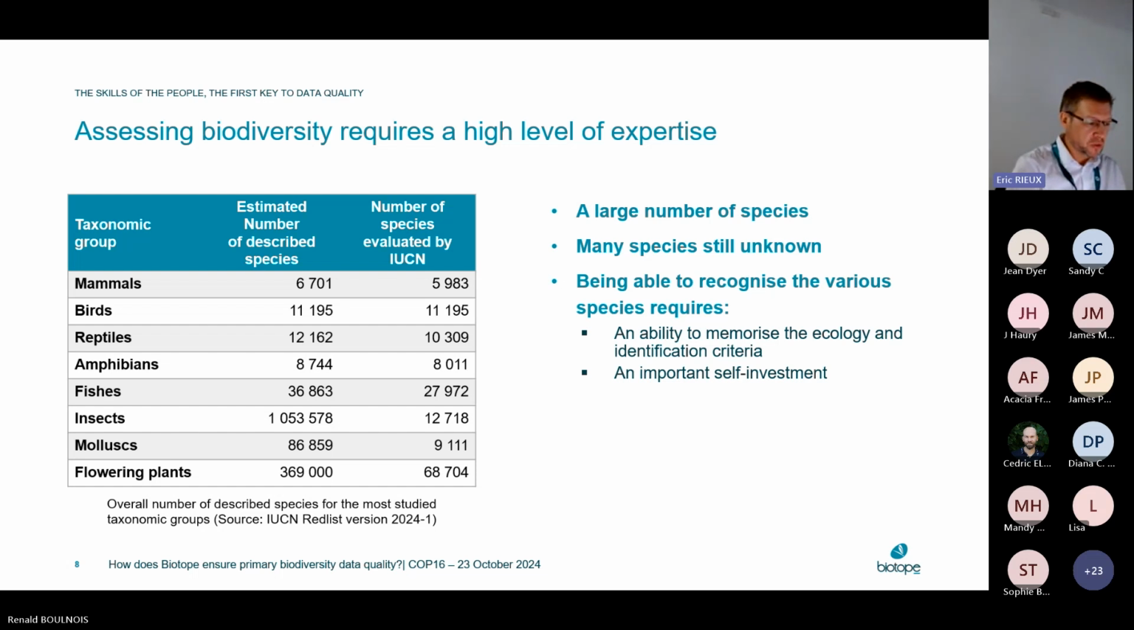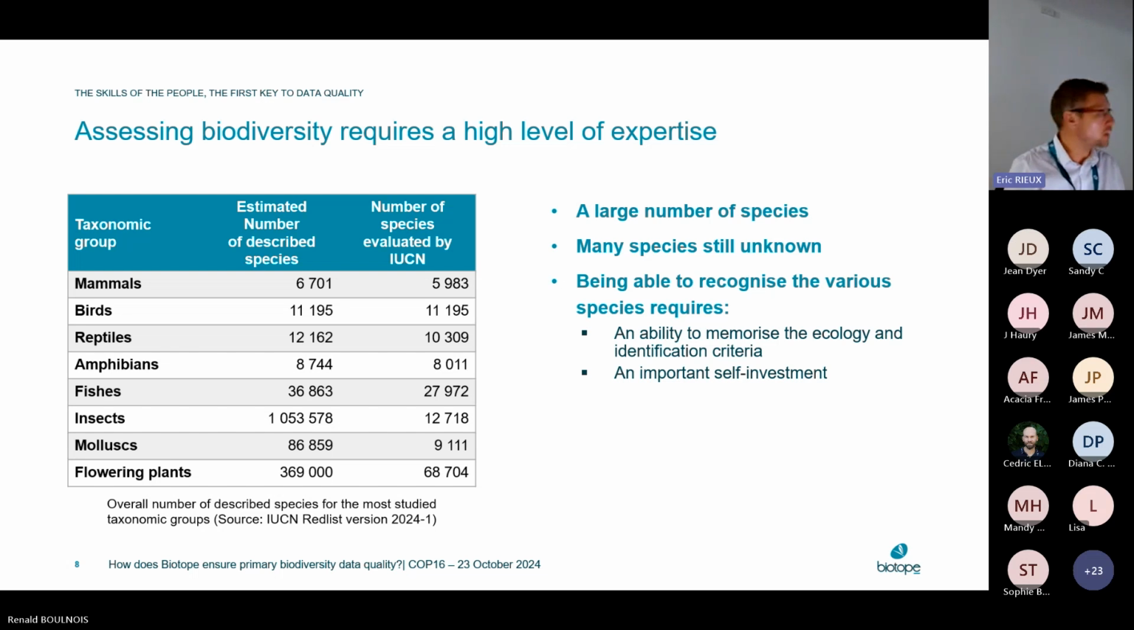As key examples, we can see that the birds are well known and all the bird species are evaluated through the IUCN Red List. This is the good example, let's say. If you look at the line insects, the third line starting from the end, about 1 million species described, but only 12,000 species evaluated.